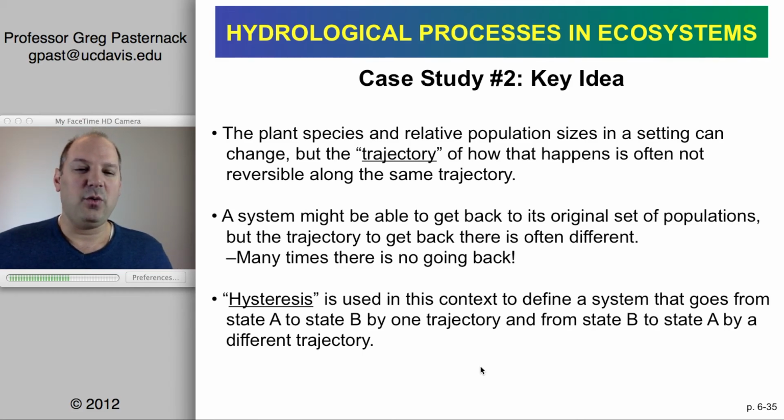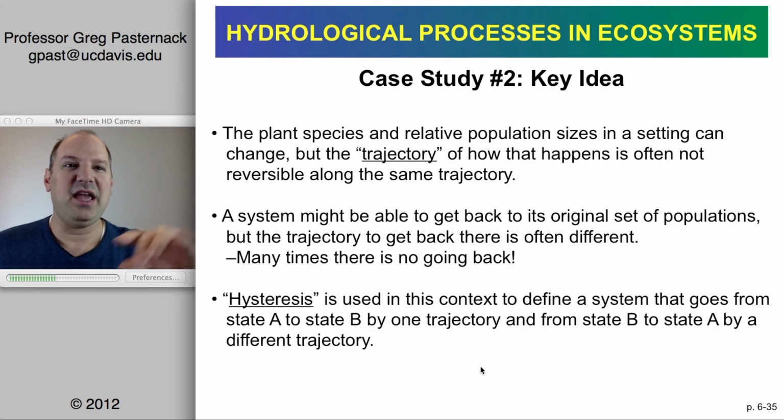How that trajectory works and goes in one direction through time is not often reversible along the same path. So the numbers, if they go up 1, 2, 3, 4, 5, they're not going to come back down 5, 4, 3, 2, 1. A system might be able to get back to its original state. So you start at state A and you change, now you're in state B. You might be able to get back to state A, but it's very unlikely that you're going to get back there the same way that you came.